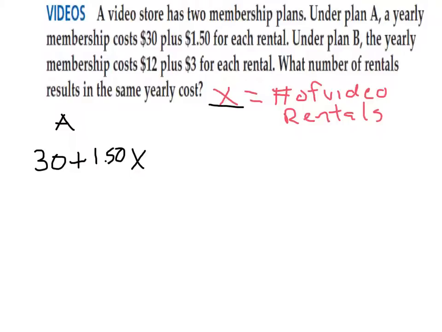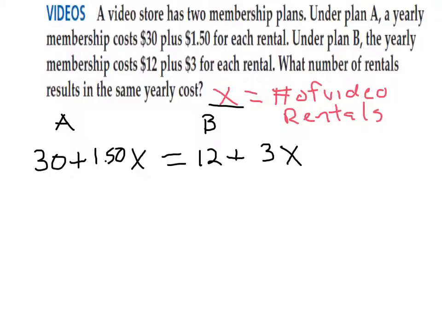And in order to find that cost, I'm going to take that $1.50 and multiply it by each time I rent something. Then Plan B, sort of similar. I pay $12 for the membership, plus, depending on how many I rent, $3. In order to find the cost for this one, I take 3 multiplied by the number of times I rent. Now they want to know what number of rentals result in the same yearly cost. Well, same means equal to. So we make both plans equal to each other.